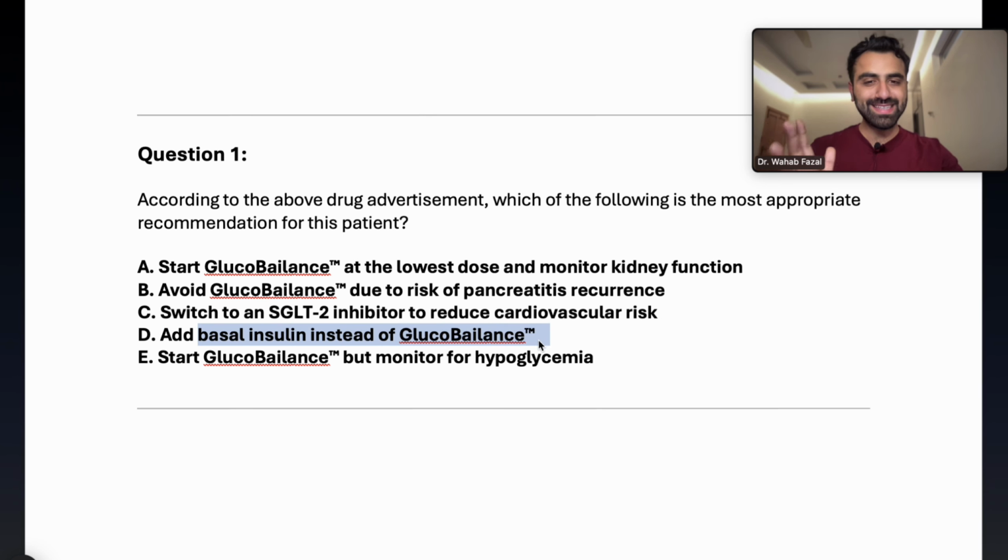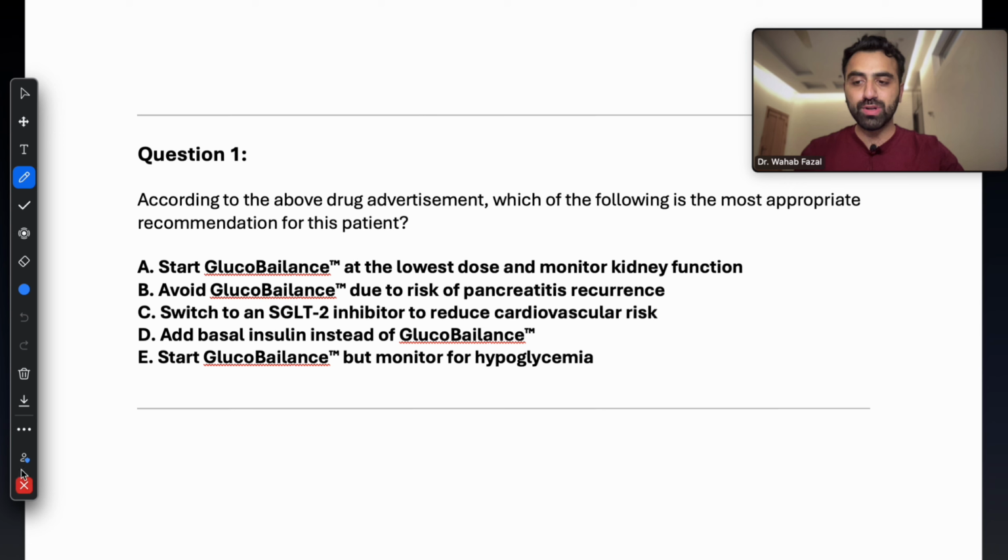Add basal insulin instead of glucobalance. We don't know if this is the correct option right now. Why? Because we didn't read anything of this sort in the drug ad. So right now, we can put a question mark in front of this, as it's a little bit questionable. And then switch to an SGLT2 inhibitor to reduce cardiovascular risk. Well, this patient does have cardiovascular risk, but we're not exactly sure about this option because we had nothing of this sort. This drug ad is particularly for diabetes management. This patient has uncontrolled diabetes of 8.3% HbA1c, so we're not sure about this option.